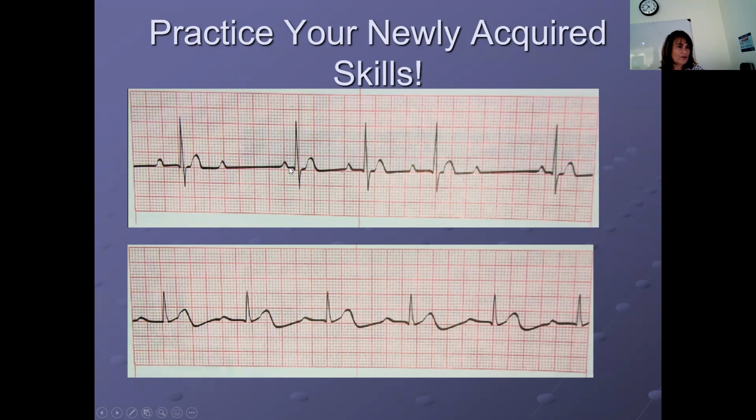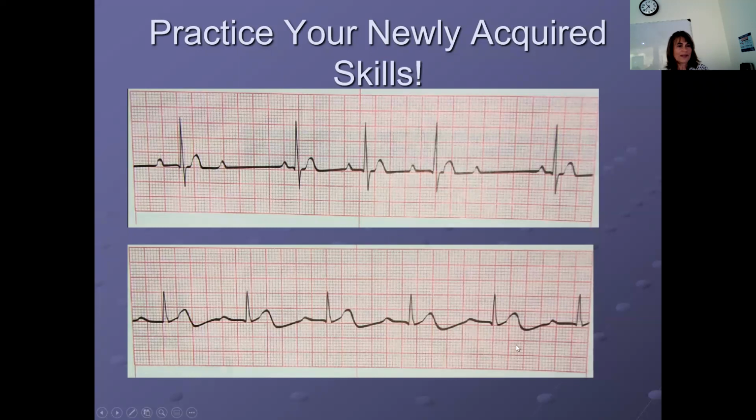Here's a PR interval that looks normal, 5 boxes. This PR interval is a little bit longer. This one's really long. So what I'm noticing is the PR interval keeps getting longer and longer. And then here's a P wave and no QRS after it. So what's the name of the heart block where the PR interval keeps getting longer and longer and then it's dropped? Second degree, type 1. Very good.